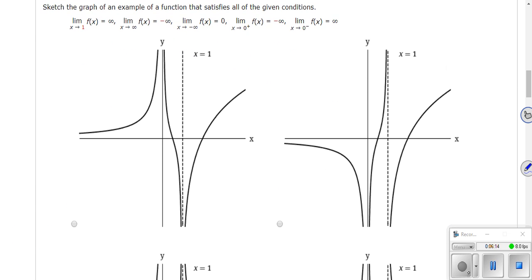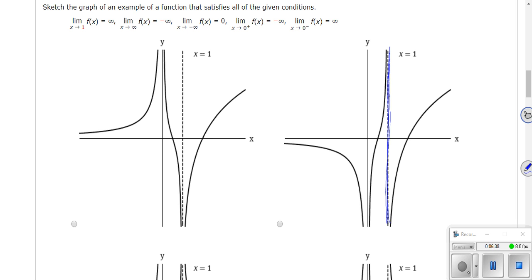So now it says sketch the graph of an example of a function that satisfies all of the given conditions. Now, a couple of things that jump out at me. I'm not going to solve this one for you, but a couple of things bother me just looking at the graph possibilities that we have to choose from. First thing that jumps out at me is this 1 right here, okay?